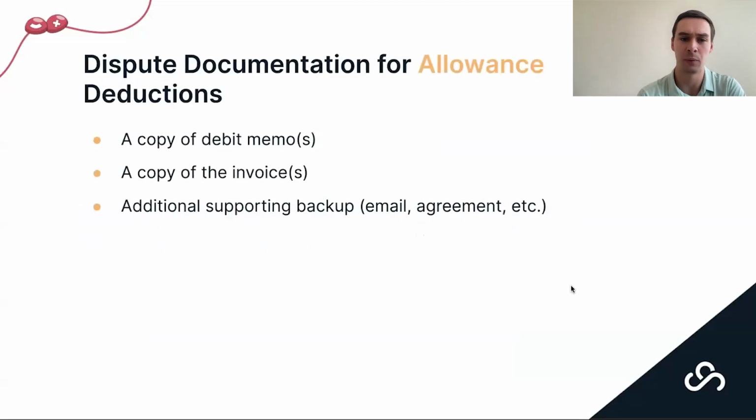So if you're disputing an allowance, they recommend a copy of a debit memo, which is what you get from Image Silo. They also recommend a full copy of the invoice itself. The debit memo is more of a subset of the invoice, a small piece of what was actually deducted, versus the invoice, which would be the whole invoice that may be included for the allowance itself. And then any additional supporting backup, like allowance agreements or email documentation, is always good to include for this type of dispute.